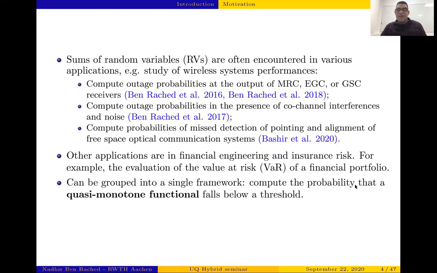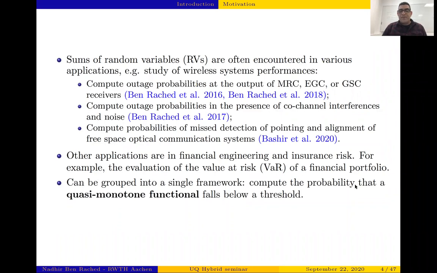The third application is very recent in the field of free space optical communication. People start to communicate with laser, and sums of random variables are encountered to compute the probability of missed detection of pointing and alignment of free space optical communication systems. These are not the only applications where the sum of random variables appear. Other applications are in financial engineering and insurance risk. For example, the evaluation of the value at risk of a financial portfolio requires the statistics of sums of random variables.